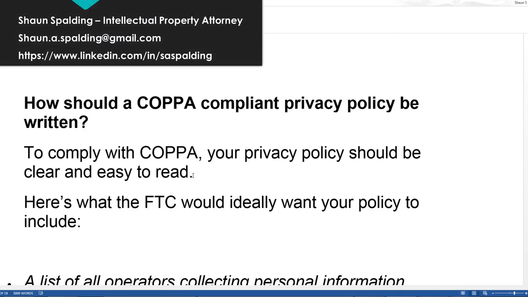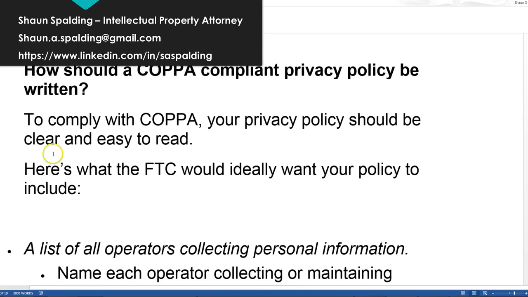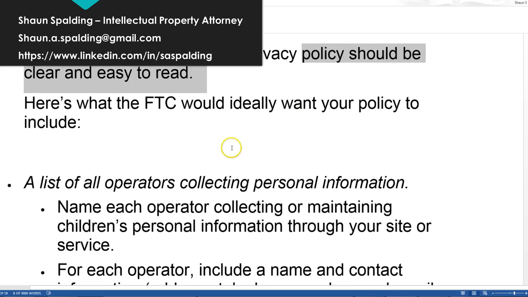So in the previous video, we talked about the fact that you need a privacy policy on your site and where it should be placed in order to be compliant with COPPA. Let's talk about how the privacy policy should be written and what the FTC would ideally want you to include in that policy. So, of course, your policy should be clear and easy to read.